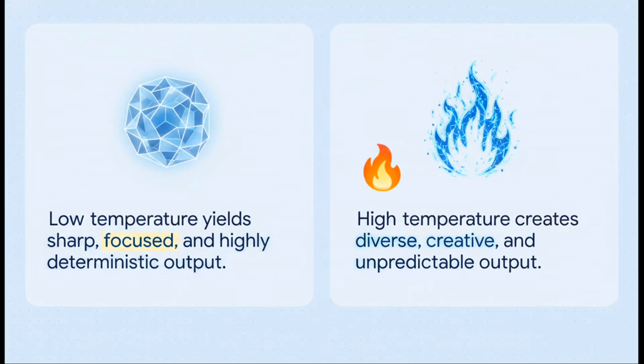Think about it like this. A low temperature setting creates a sharp, focused, and highly deterministic output. It forces the model to play it safe. On the flip side, a high temperature setting yields a diverse, creative, and much more unpredictable output. The model feels completely free to choose those slightly less probable, but maybe way more interesting words.